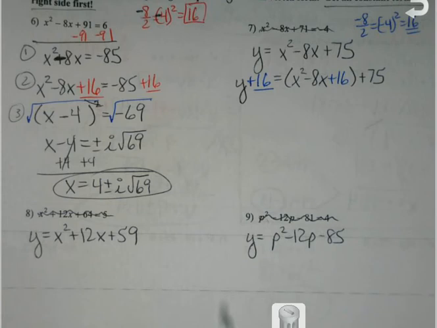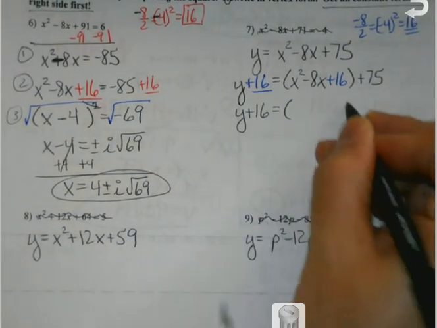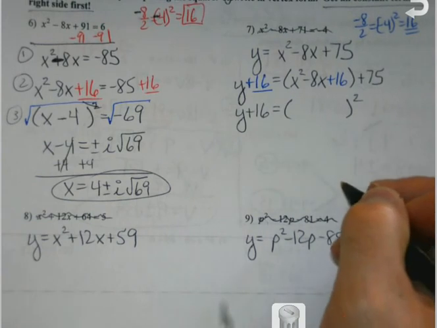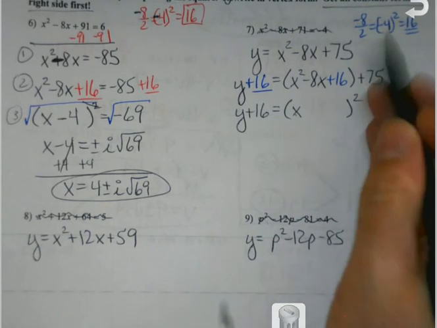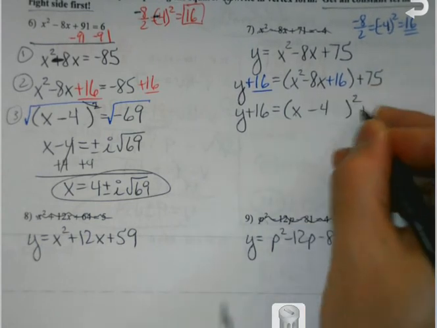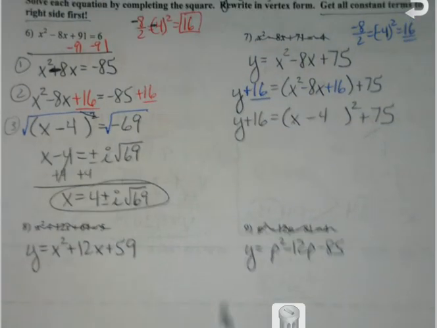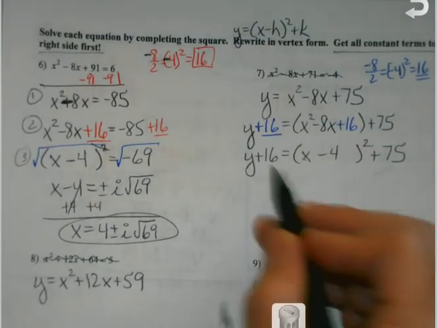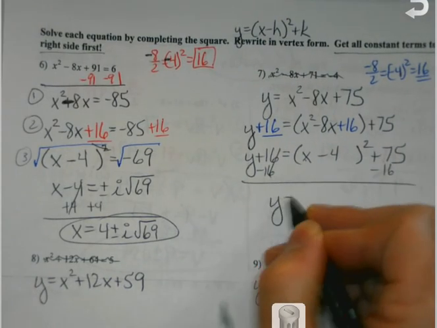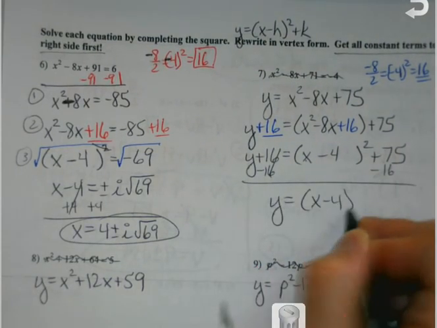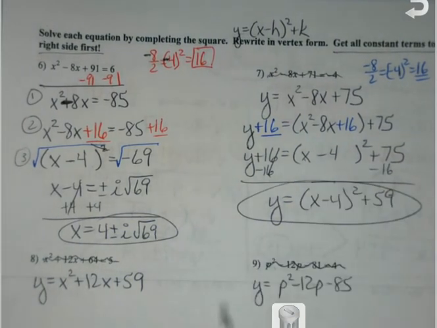So once I do that, now I can get this part into my binomial form. Again, just steal it from here. And since I'm trying to get it into y equals, my last step is to minus the 16. And I get it set that way.